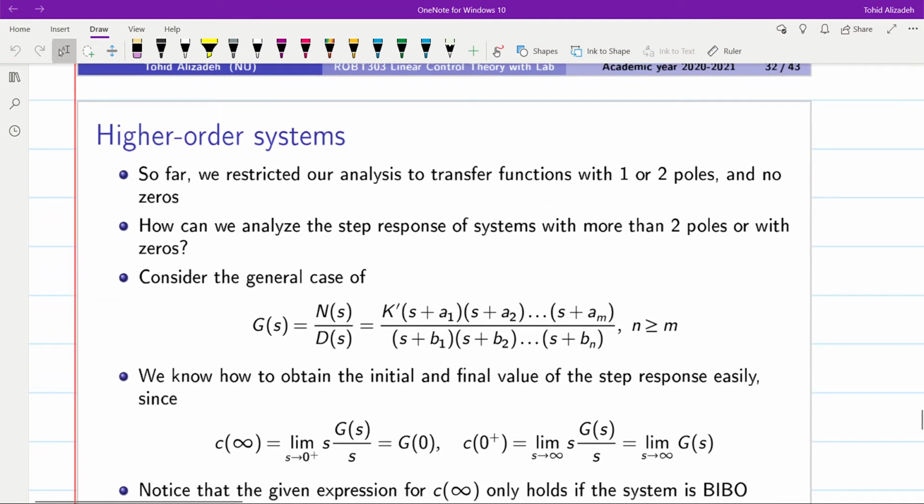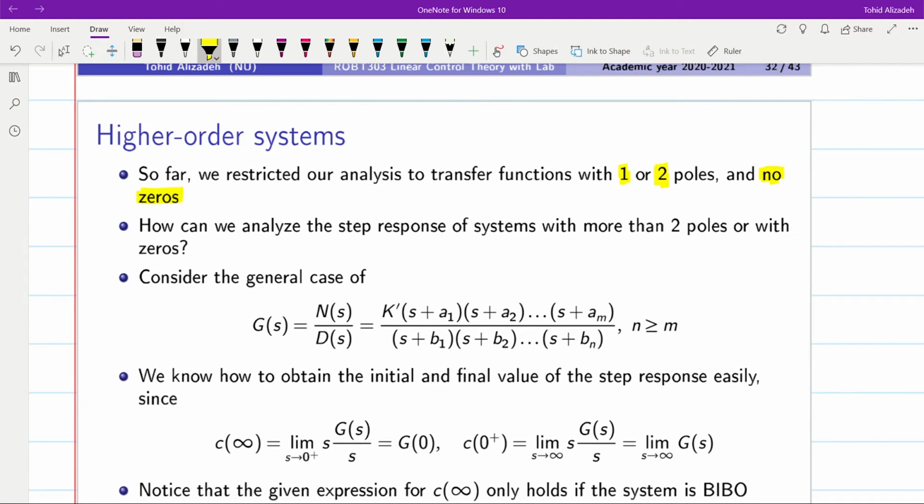So we are going to consider systems where we have more than one or two poles. We know that when a system has one pole, it is called a first order system, and when there are two poles, it is called a second order system. We also haven't considered systems with zeros, so that's something that we will also have a look at in this lecture.